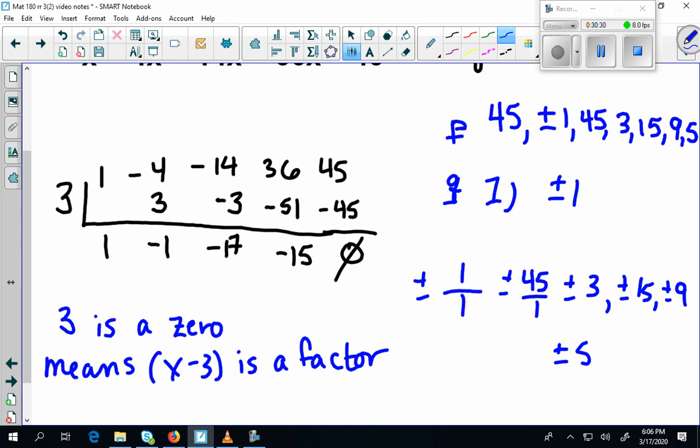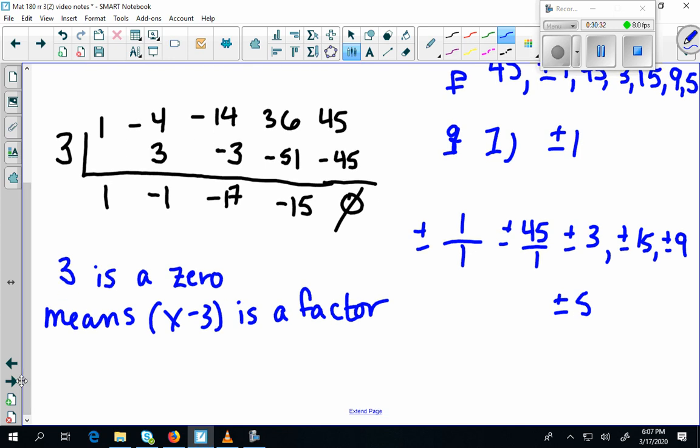If I put 3 in there where I see an x, I would get 3 minus 3. That would go to 0. I would have 0 as a factor. The whole function would go to 0. So that makes sense.